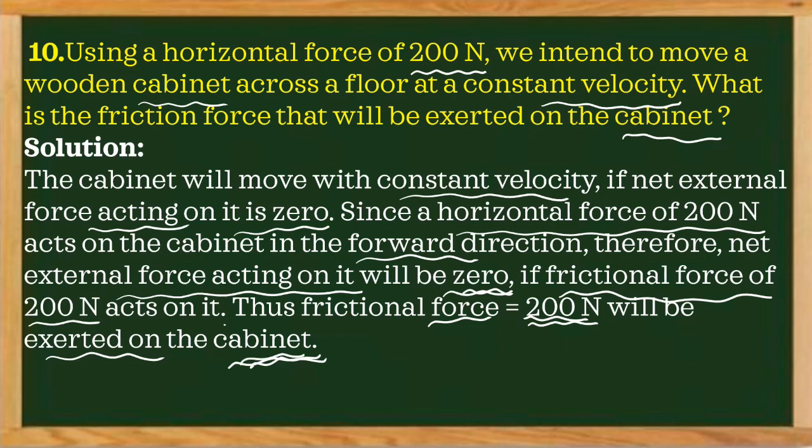The same force. Here in this question they have given a horizontal force of 200 newtons. What is our intention? We intend to move a wooden cabinet across a floor at a constant velocity. What is the force of friction? The force of friction is the same. How much force are we applying in the horizontal direction? 200 newtons. The same force, 200 newtons, will be exerted on the cabinet also.